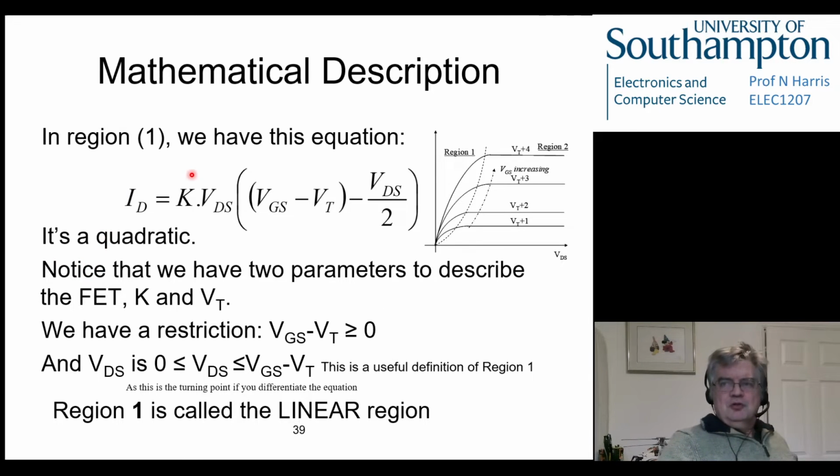So, mathematical description. In region 1, that's this bit here, slopey bit, we've got this equation. Okay, so ID, the current that we're going to get through our device, is given to us by some constant multiplied by VDS, okay, which is this variable here. So this is the supply voltage of the device. Hence, we're going to get a relationship between the current and the supply voltage in this region here. Hence, we've got a rising line.